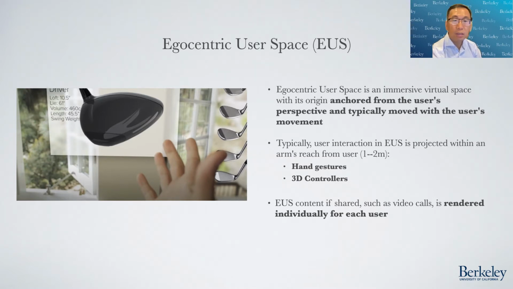Within this distance, as the image on the left-hand side shows, the most obvious input methods are hand gestures and the 3D controller. Content on the EUS is typically not shared, unless you borrow from the example of a Zoom call, where you can deliberately hit the share button to let other people see your shared screen. Even in this case, each user usually sees only an individual version of the shared data.